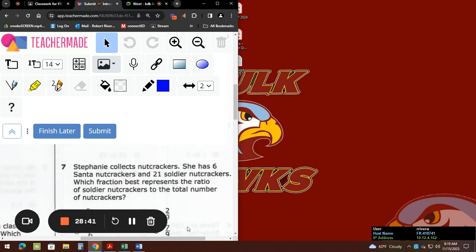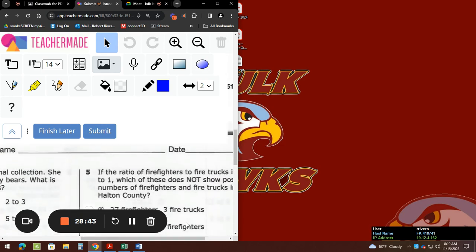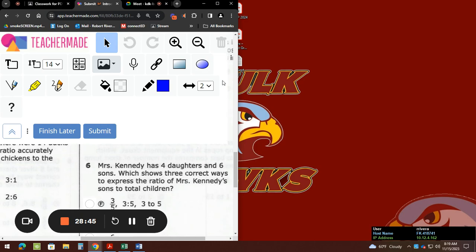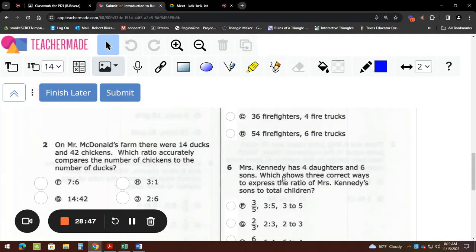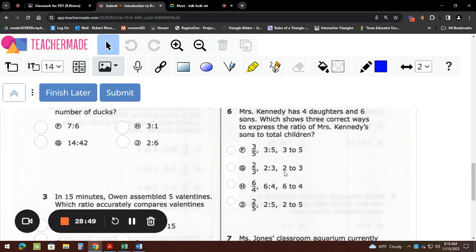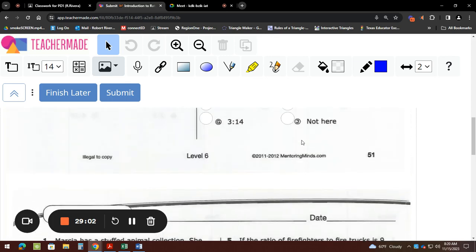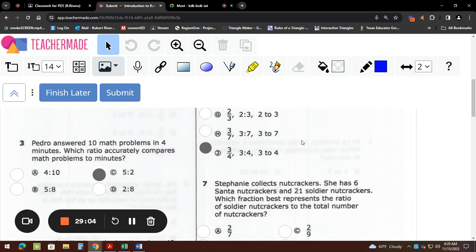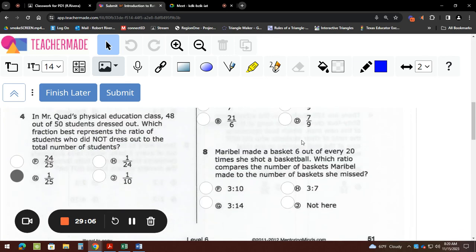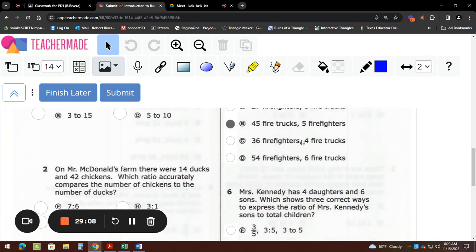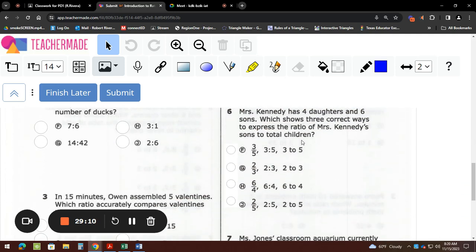Number 7. Oh, your number 6 for homework would be this guy. I always have to show it so that you can pass it in the homework. Mrs. Kennedy has 4 daughters and 6 sons, which shows 3 correct ways to express the ratio of Mrs. Kennedy's sons to total children. Be careful with this one. The other one was not total, right? Yeah, it wasn't total. Hey, this one is tricky, so be careful. Let me kind of help you a little bit.